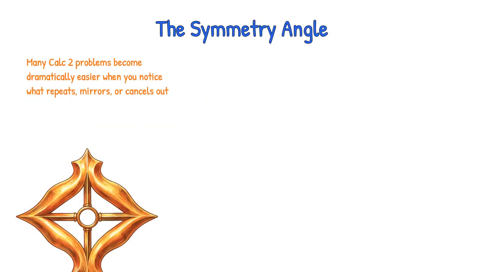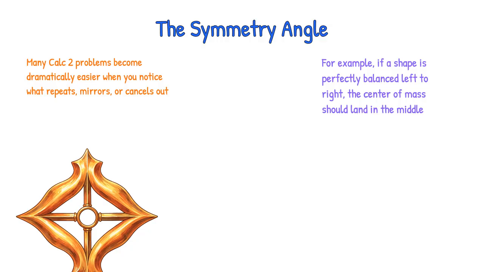The third angle is symmetry. Many Calc 2 problems become dramatically easier when you notice what repeats, mirrors, or cancels out. In engineering, symmetry can save time, reduce computation, and even help you check if an answer makes sense. For example, if a shape is perfectly balanced left to right, the center of mass should land in the middle. If your result says otherwise, something is probably wrong.